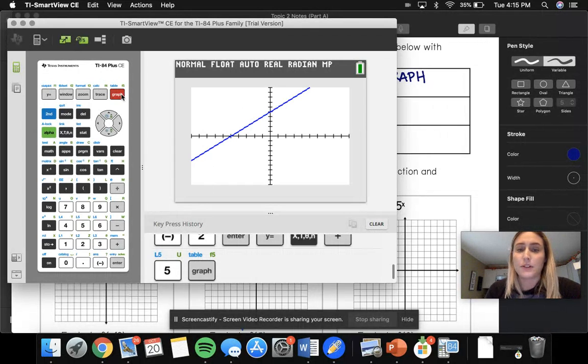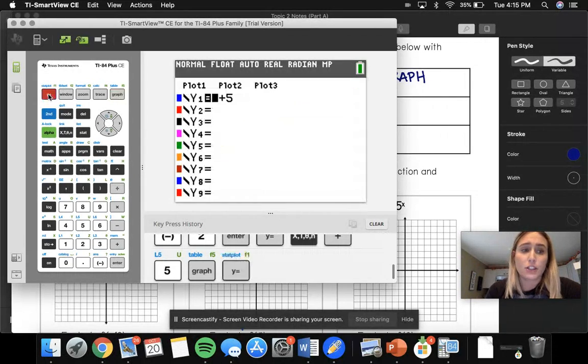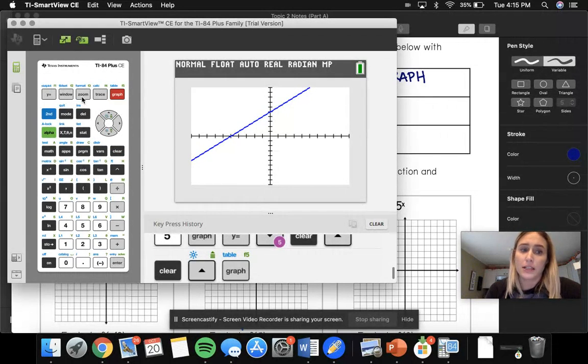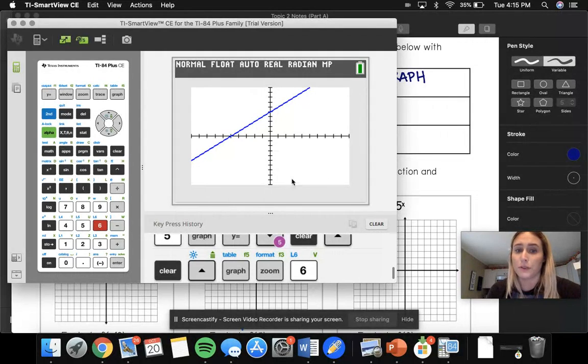Okay. If yours does not look anything like mine, make sure that if you have anything else in these, you just hit clear to clear it all out. Right. And if your graph does not look like this, also hit zoom 6, and that will hopefully get you back to this graph. Okay, so this is the graph. It'll graph any of them for us.